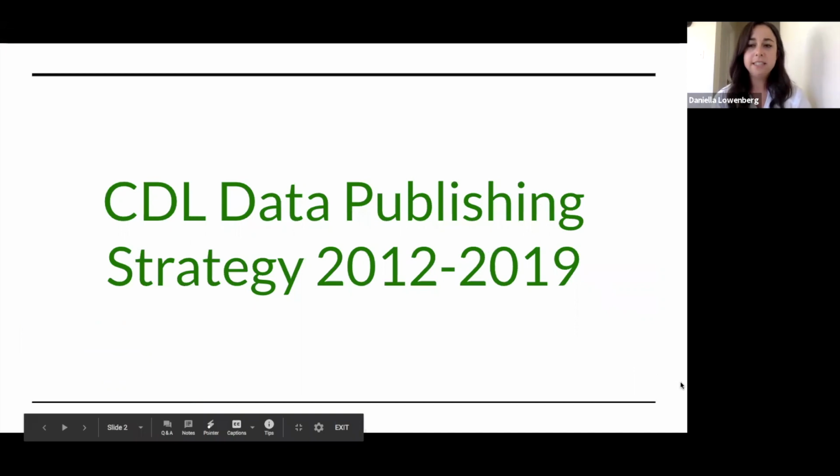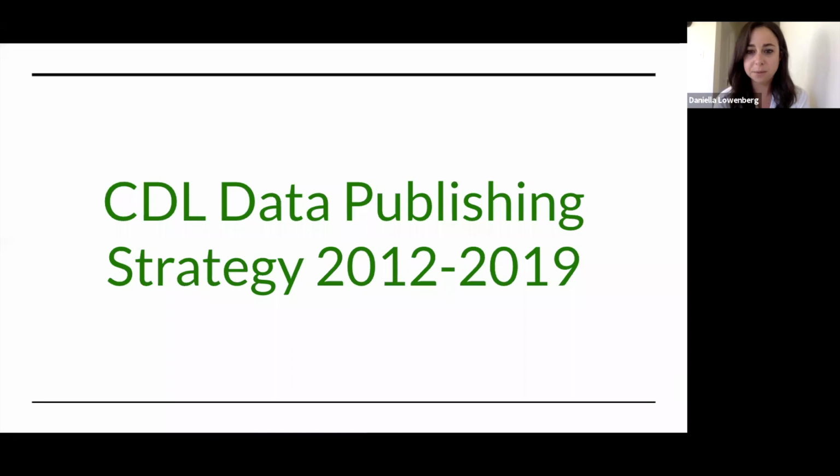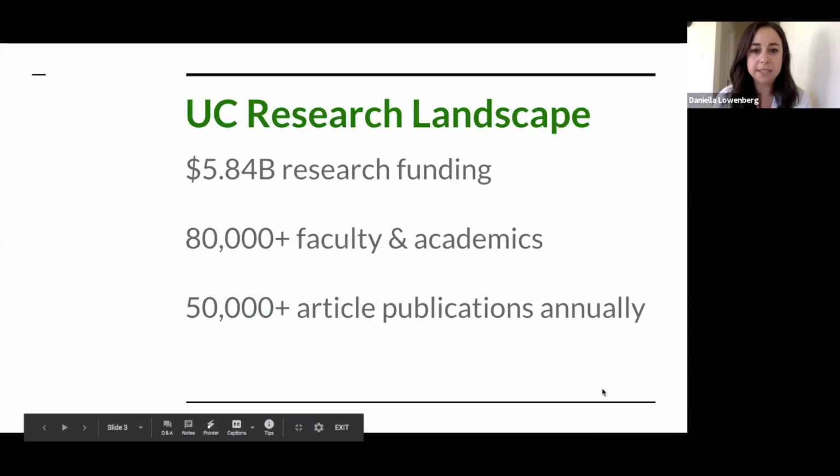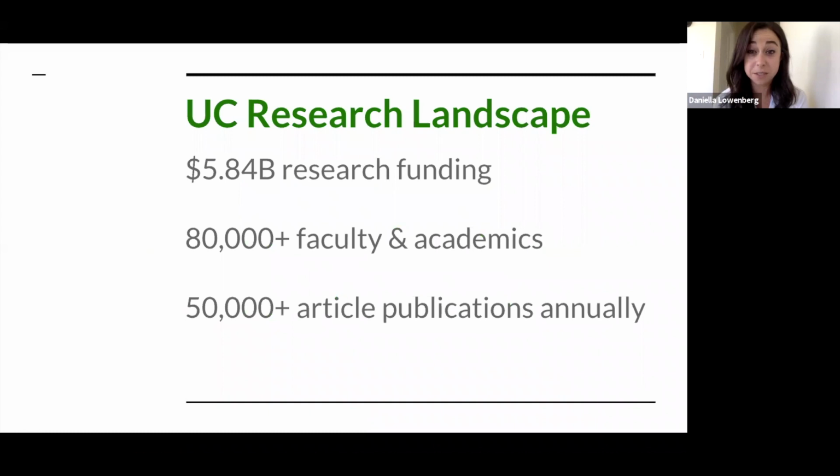So taking a step back and looking at UC and data publishing in the last decade, it's important to look at what is happening at UC in terms of research. We all know that the University of California is a massive institution, and here are some numbers to show how big it is. Looking at this, we should see how much research data we would expect.